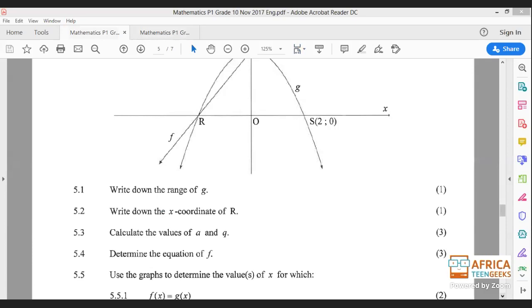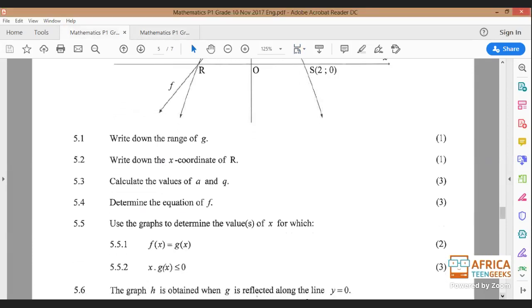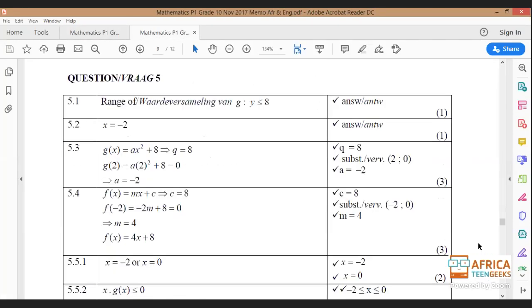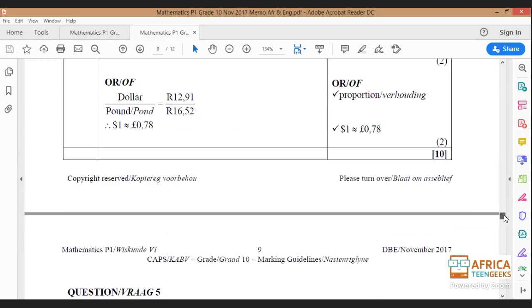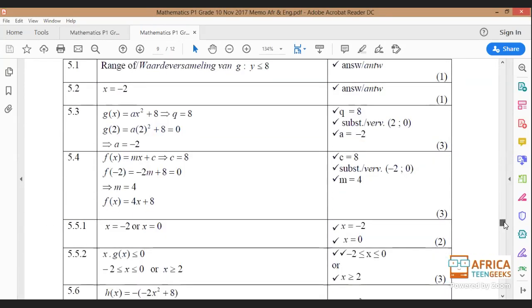5.1.2 says x times g of x is less than or equal to 0. So you must have your x multiplied by your g of x. We know g of x is what? Our g of x is the parabola. So if you look here, sorry.